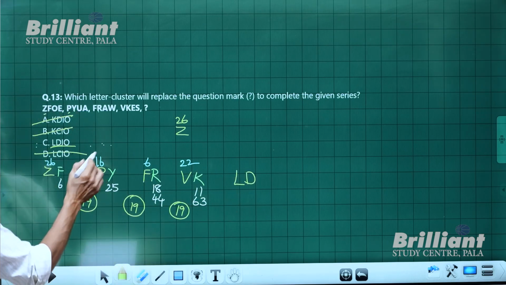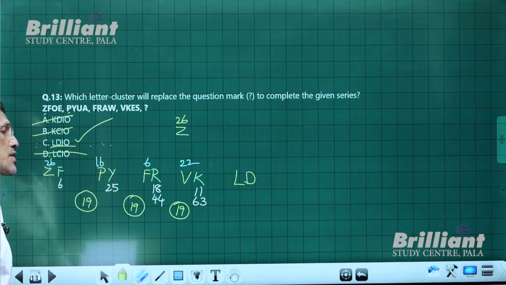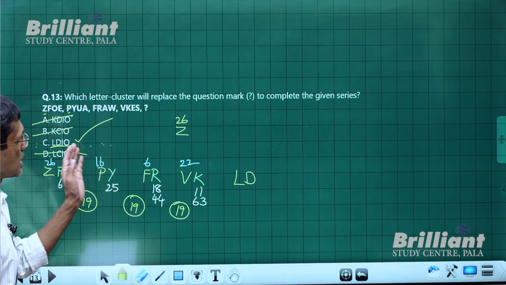This answer choice is LC. That is not going to be the answer. So the answer is LDIO. We got the answer. So that is how we check the letter series.